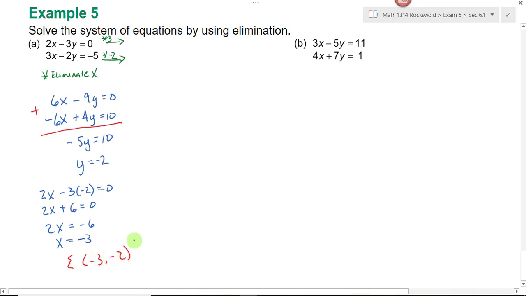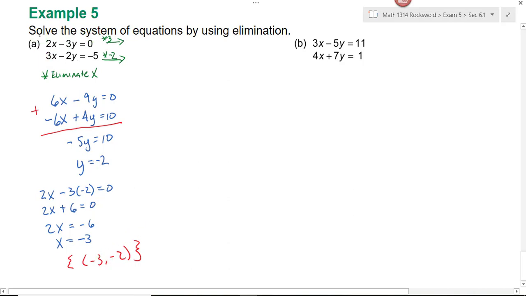So my solution to this system of equations is going to be the ordered pair negative 3, negative 2. Now you can check your answer by going back to the original problem and plugging in the values that you got for x and y. So that would be 2 times negative 3 is negative 6, minus 3 times negative 2 is negative 6. Subtracting a negative is the same as adding, so that gives us 6. That gives us negative 6 plus 6 is equal to 0, and that's true.